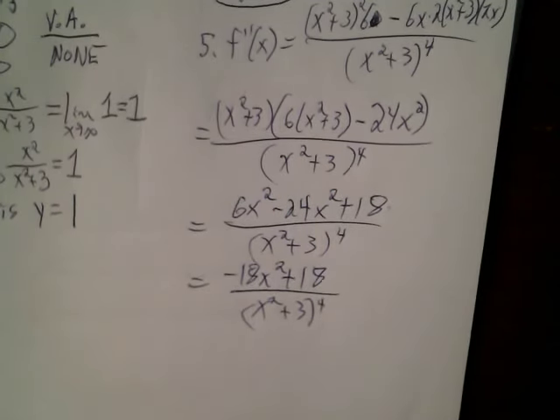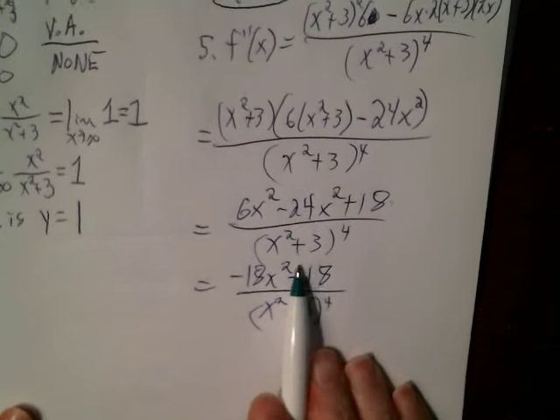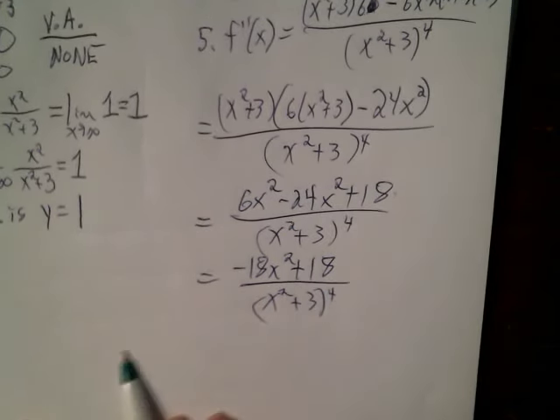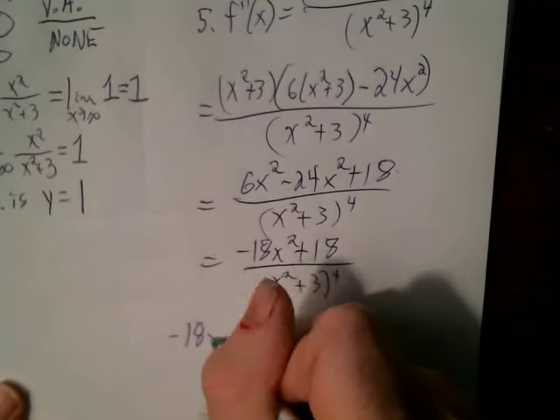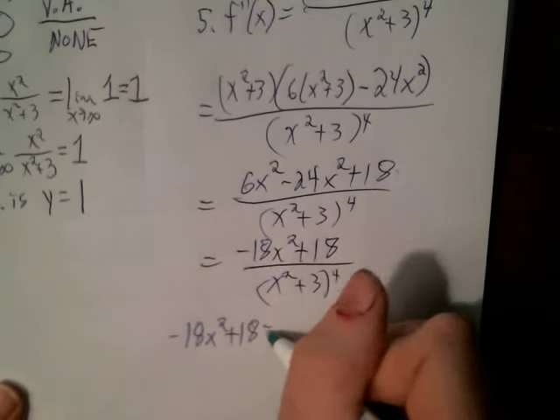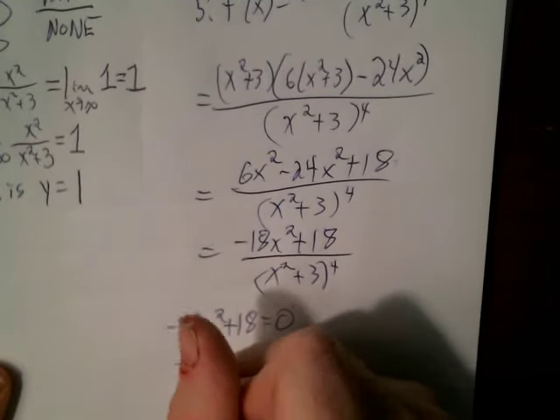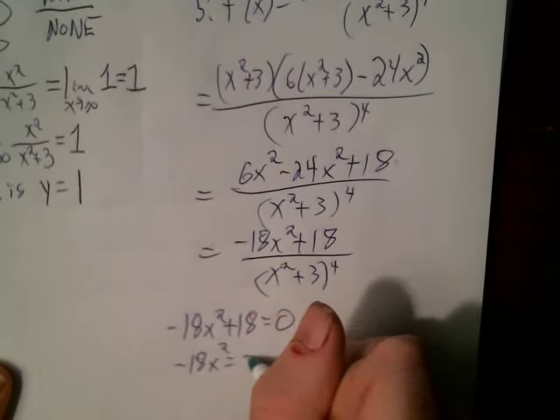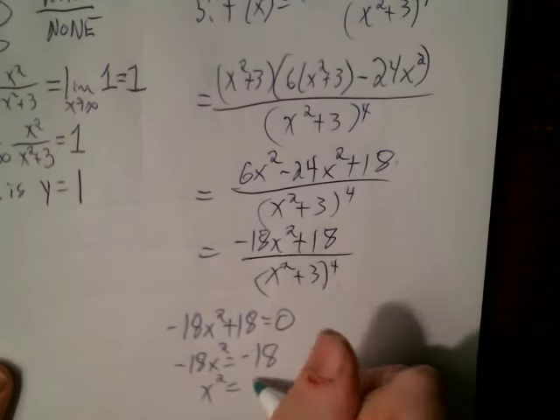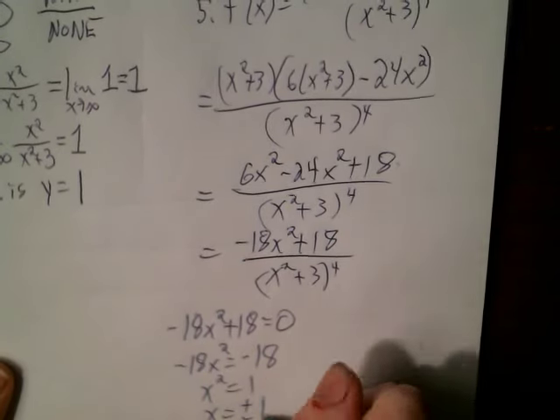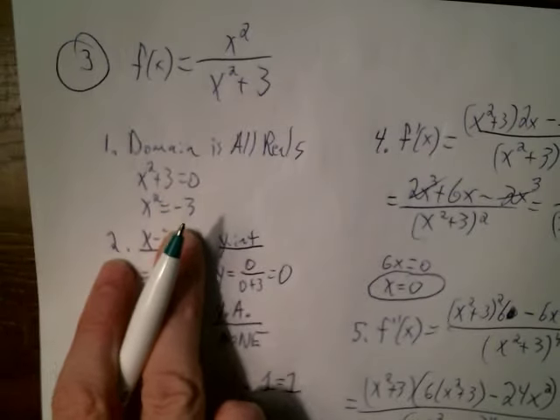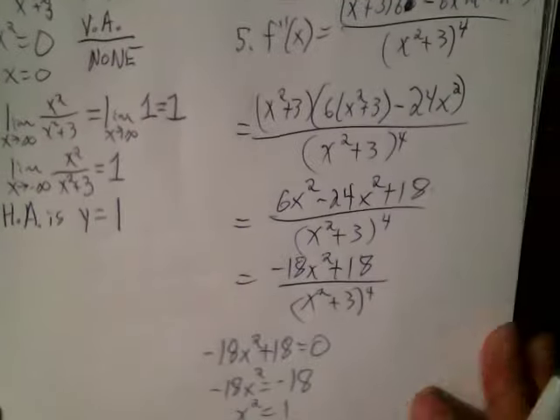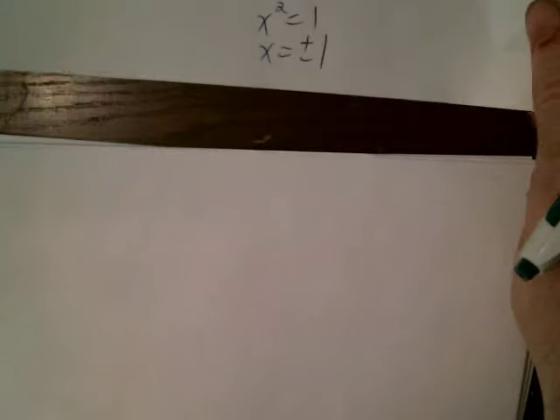Okay. Now I need to find where the second derivative is undefined or equal to 0, because I'll be plugging those on my number line for the second derivative. So set the numerator equal to 0. Negative 18x squared plus 18 is 0. Solve that equation. Negative 18x squared is negative 18, so x squared is 1, so x is plus or minus 1. The denominator is never equal to 0, so x squared plus 3, for the same reason back here that it was never equal to 0. Okay, so we got all of our information that we need.